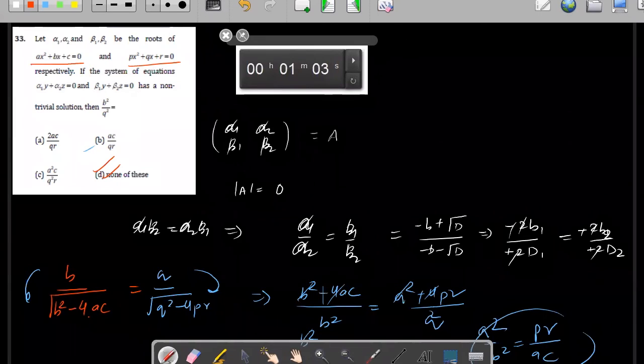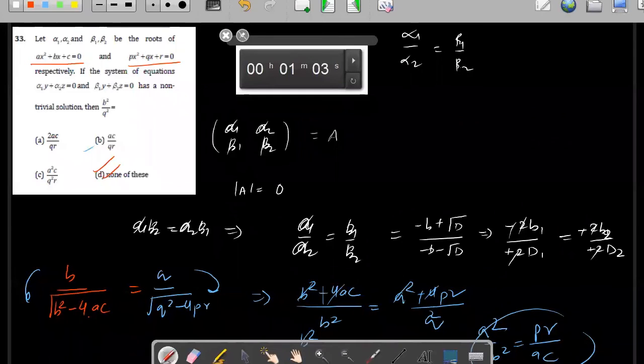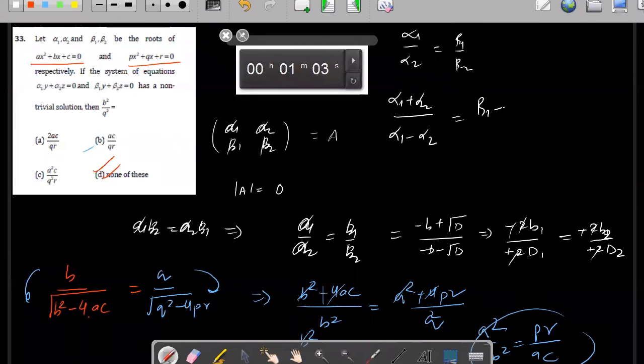See, we have to find alpha 1 upon alpha 2. Till here you must have understood alpha 1 upon alpha 2 is equal to beta 1 upon beta 2, right? So what I will take is componendo dividendo. So alpha 1 plus alpha 2 upon alpha 1 minus alpha 2 is equal to beta 1 plus beta 2 upon beta 1 minus beta 2.